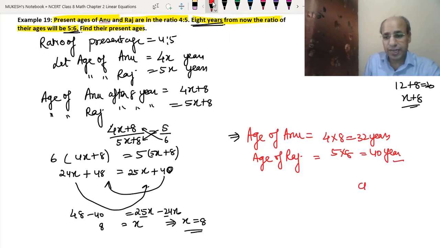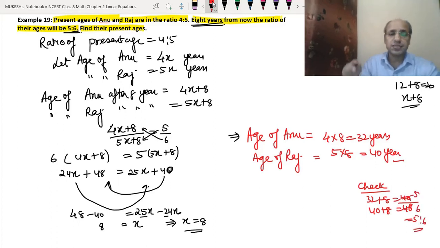Okay. Now let's check it. See, 32 plus 8 is 40 and 40 plus 8 is 48. Now we take the ratio, which means 40 divided by 48. 8 fives are 40, 8 sixes are 48. So we got the ratio 5:6. So our answer is correct.